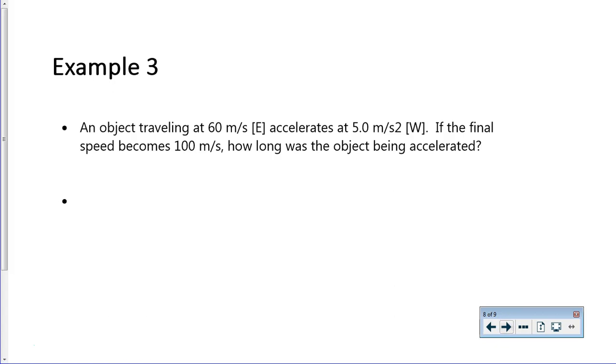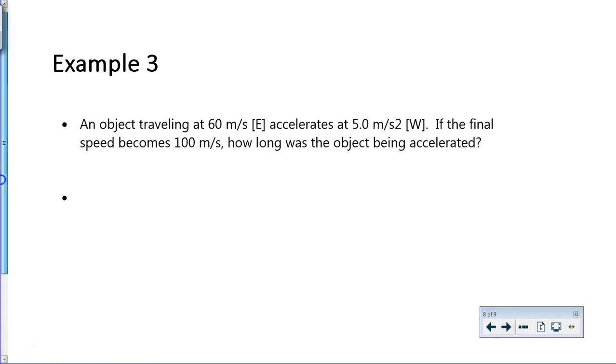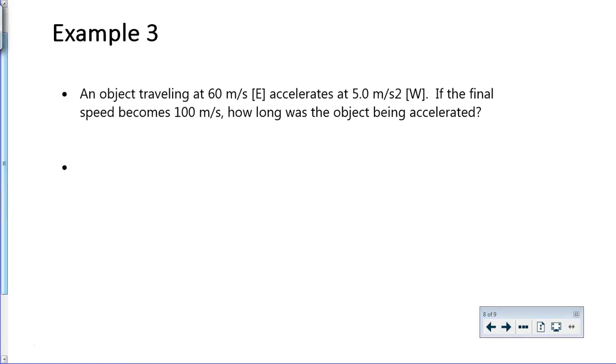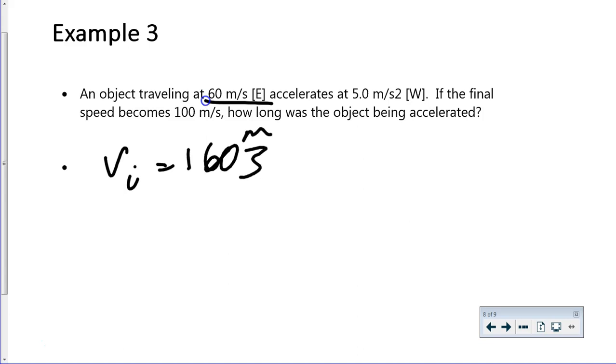An object is traveling at 60 meters per second east. It accelerates west. If the final speed becomes 100 meters per second, how long was the object being accelerated? Ladies and gentlemen, we'll fly through this one really quick. We have our V1 equal to 60 meters per second. I see that as east, so I automatically make that positive. The acceleration is a negative 5.0 meters per second squared. The final speed becomes 100 meters per second.